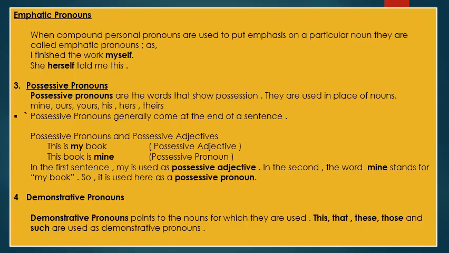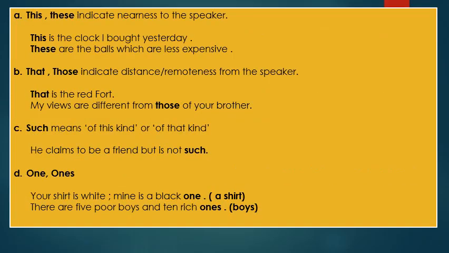Number 4, demonstrative pronoun. Demonstrative pronouns point to the nouns for which they are used. This, that, these, those, and such are used as demonstrative pronouns. This, these indicate nearness to the speaker. This is the clock I bought yesterday. These are the balls which are less expensive.